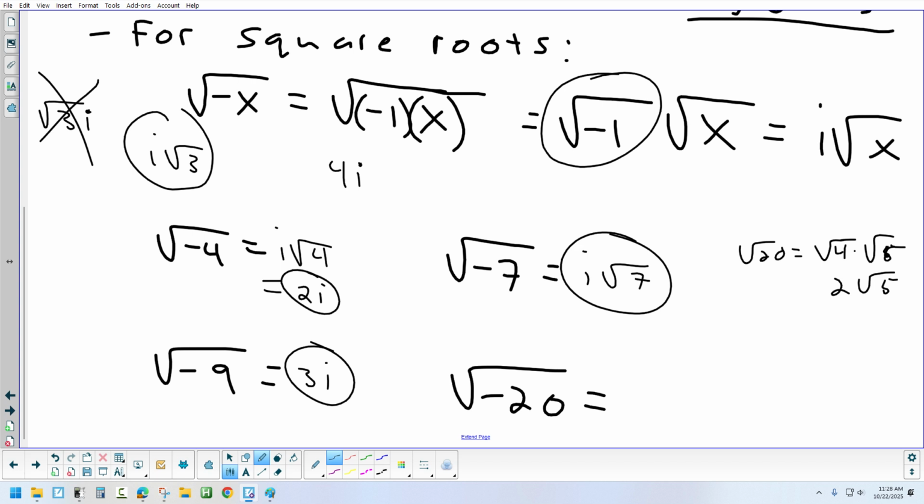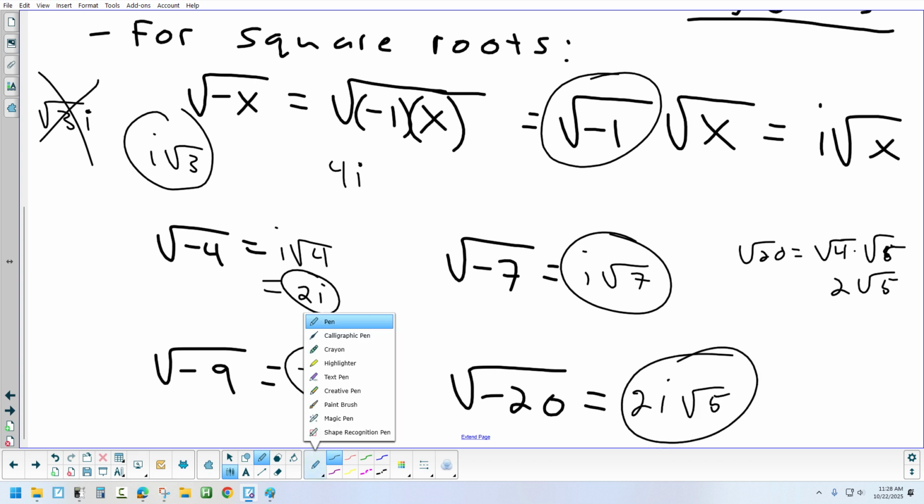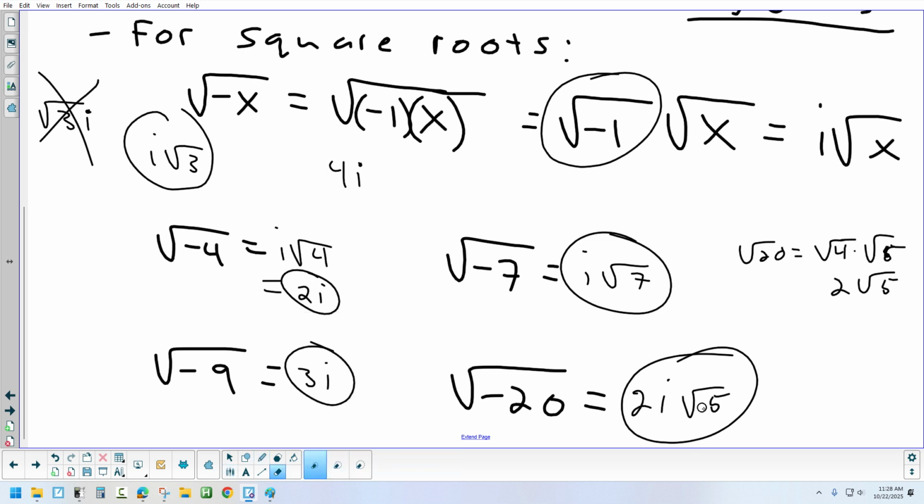What do we think negative 20 is going to be? Yeah, would it be 2i times the square root of 5? Yep, 2i square root of 5. Okay, any question on that? Okay, so that's taking a square root. That's going to come up in the quadratic formula when you do the square root of b squared minus 4ac. Probably going to end up with a square root of a negative in some problems. And that's how you handle it.